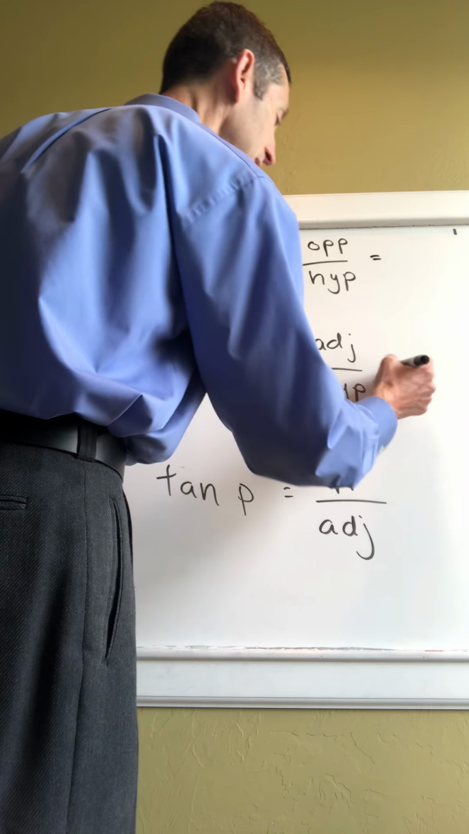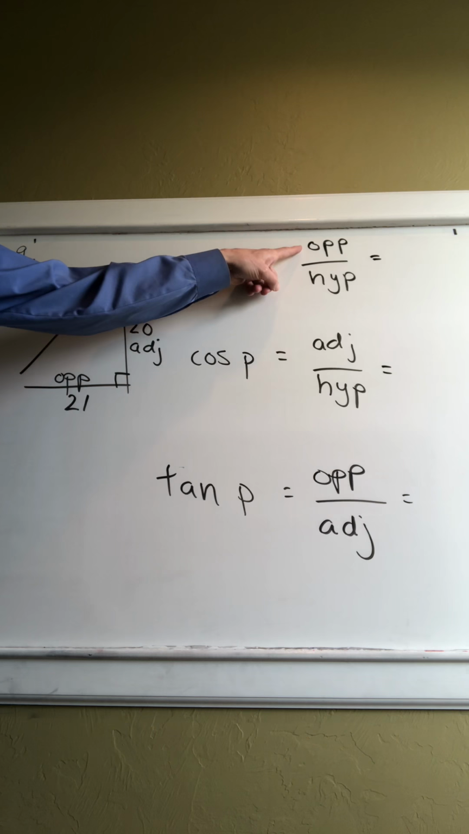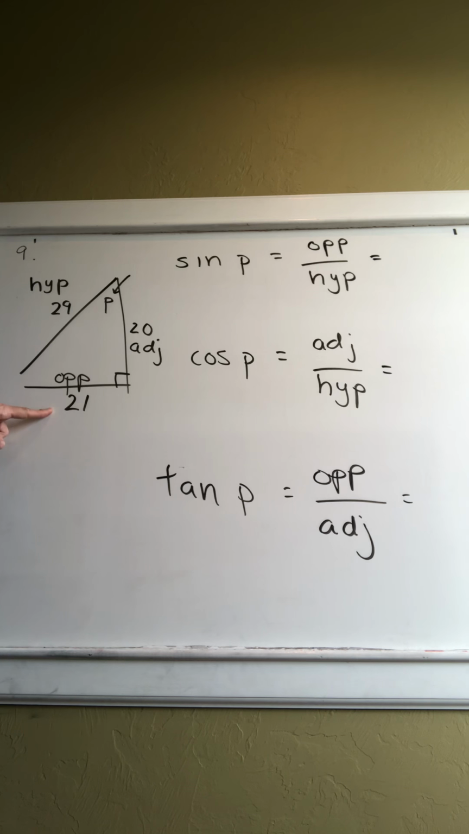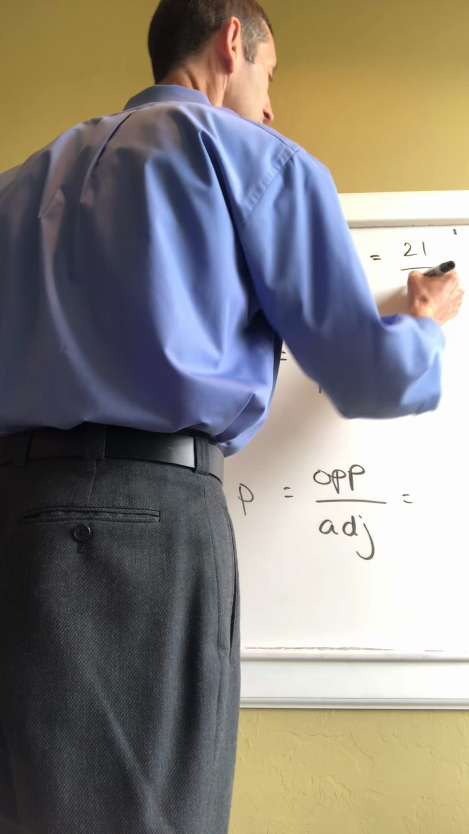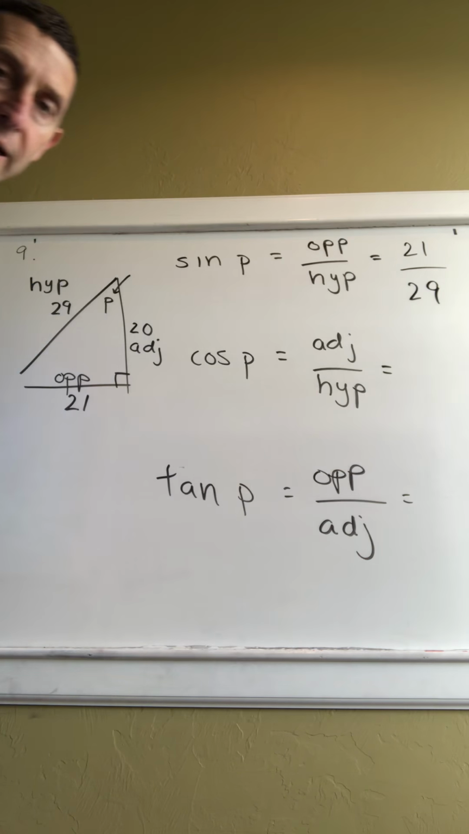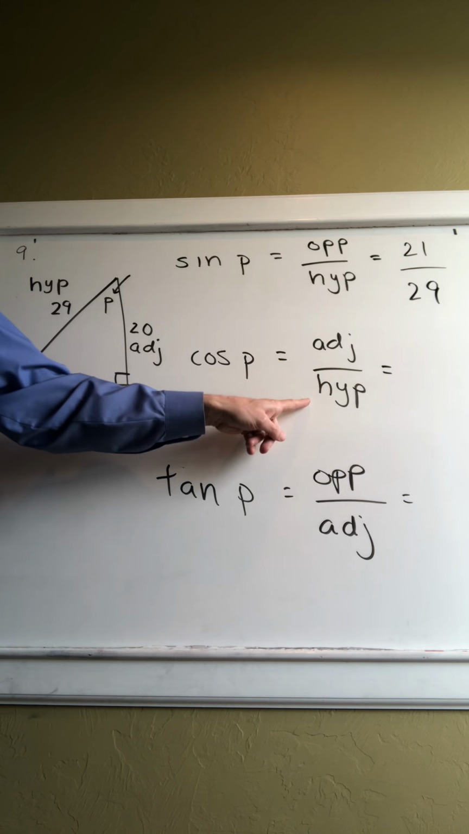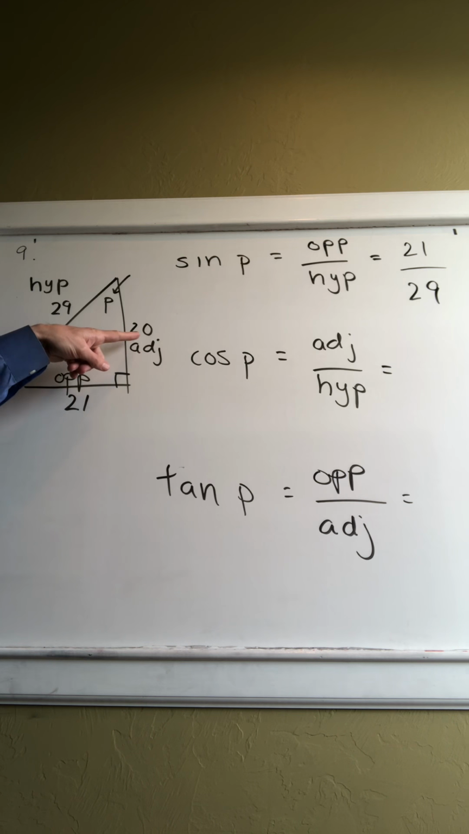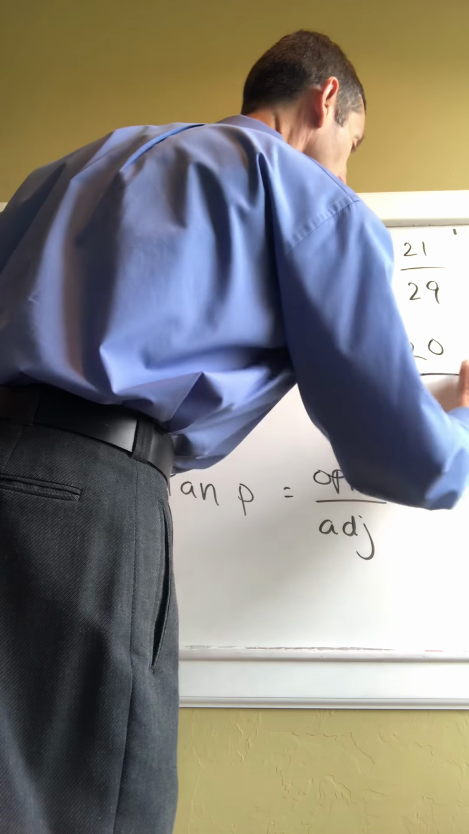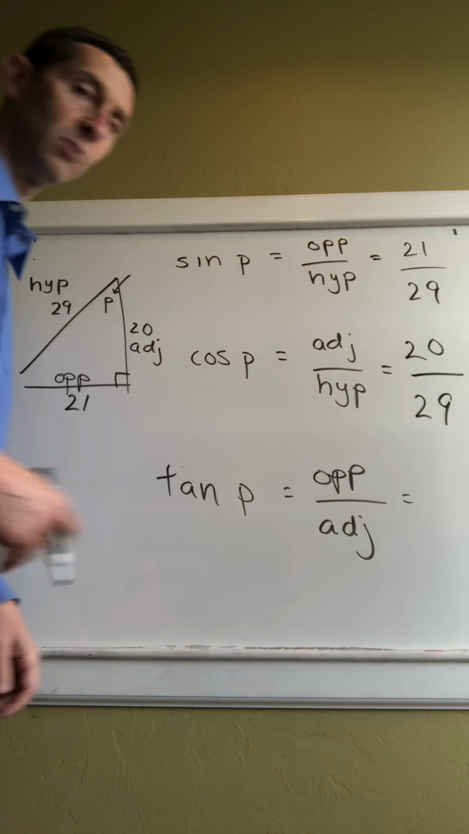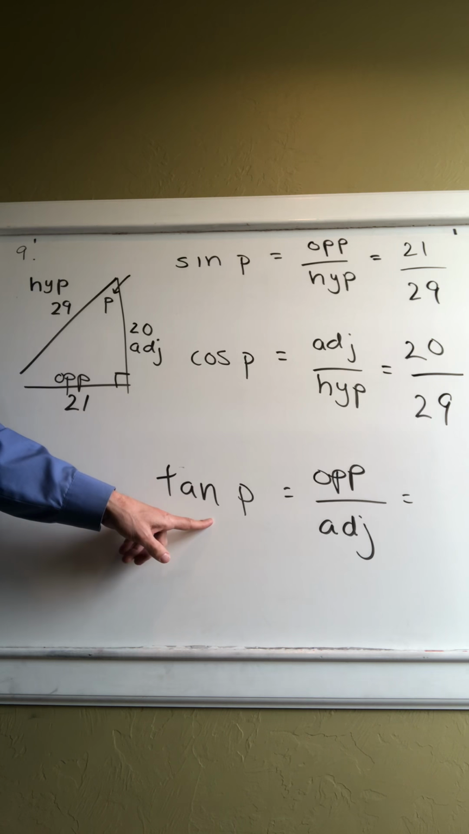So to write your ratio, to write this fraction, let's bring in the numbers. So opposite side, opposite, 21, hypotenuse, 29. So your answer is going to be 21 over 29. That's for sine. Cosine is adjacent over hypotenuse. The adjacent side is 20, hypotenuse is 29. So we have 20 over 29. There's our second answer.